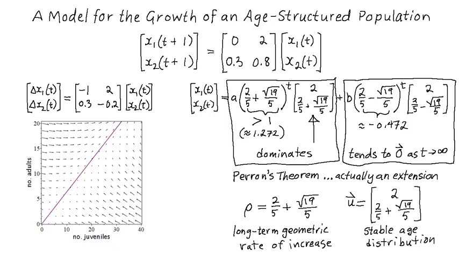Just like Perron's theorem predicts, after we apply the matrix associated with our age-structured model enough times to the initial age distribution, the distribution itself comes to resemble the dominant eigenvector ever more closely.